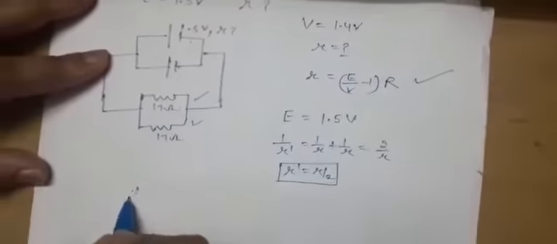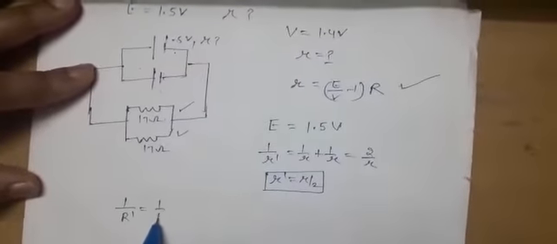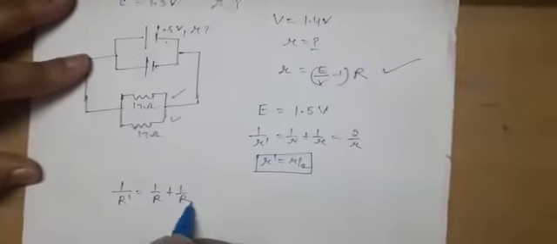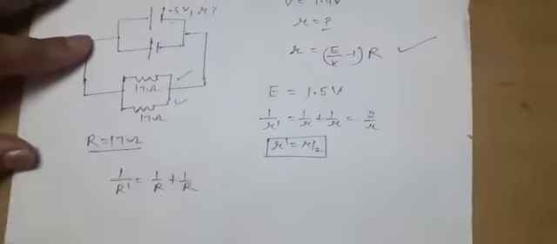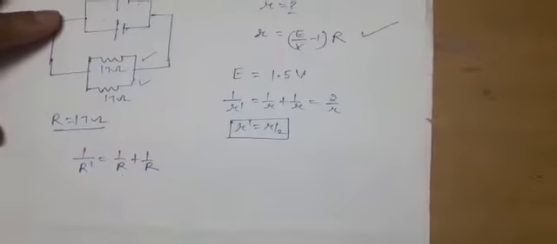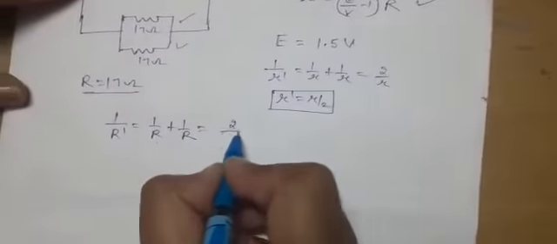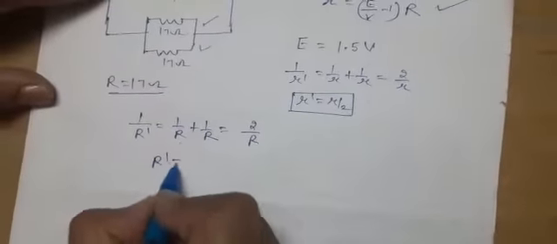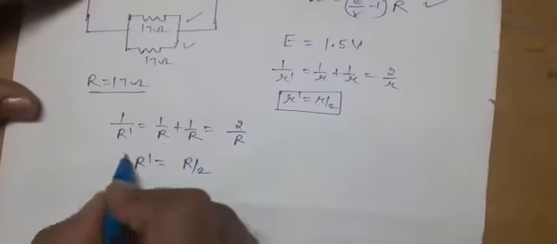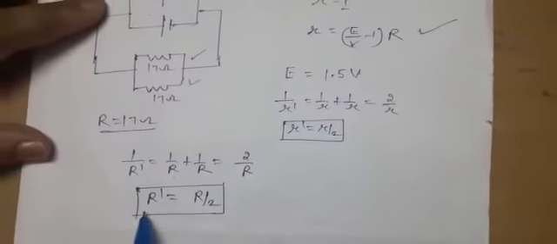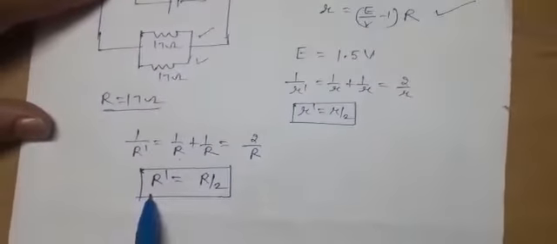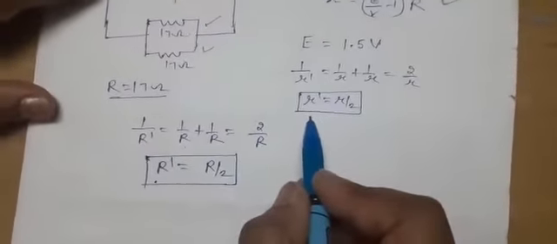Now these two resistors are also connected in parallel. So 1 by R dash is 1 by R plus 1 by R. I am taking R to be 17 ohm. Finally, I will use the calculations for it. Now 2 by R, I will substitute the values at the last step. R dash equal to R by 2. So now combined resistance you have calculated, internal resistance you have calculated.